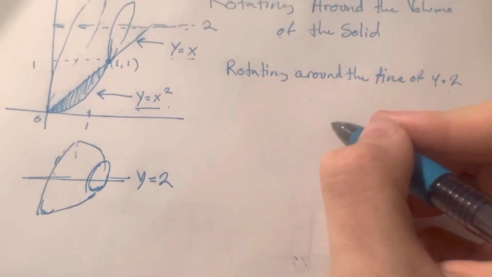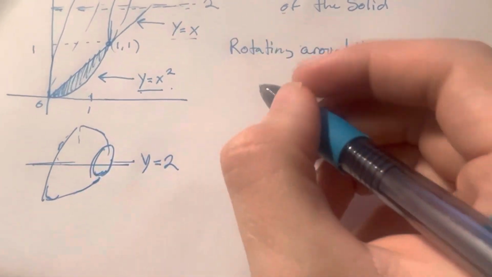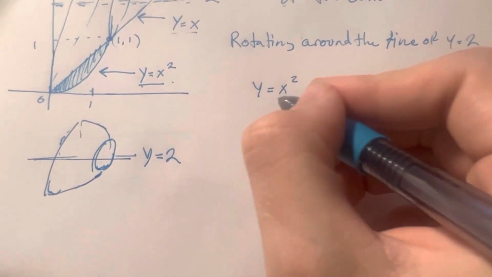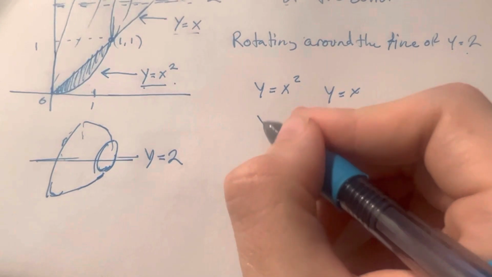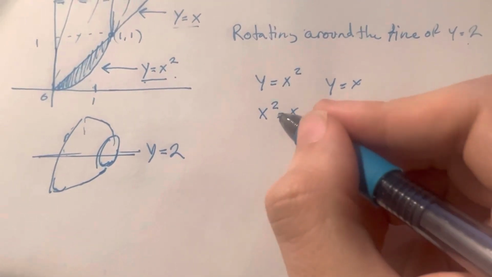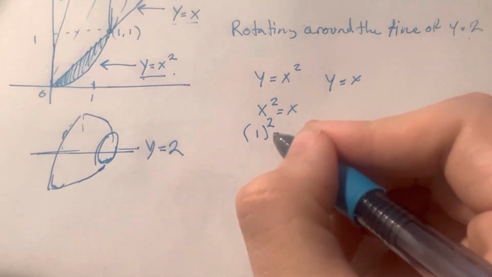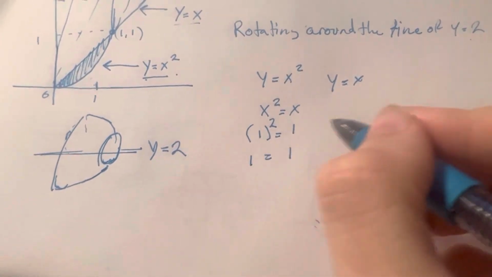So rotating around that line, we would take the point of intersection by setting y equals x squared and y equals x equal to each other. So we get x squared equals x. And the point that this would intersect at, we would plug the point in: 1 squared is still 1, and x equaling 1 is still 1, and those are equivalent. So that would be our point of intersection.